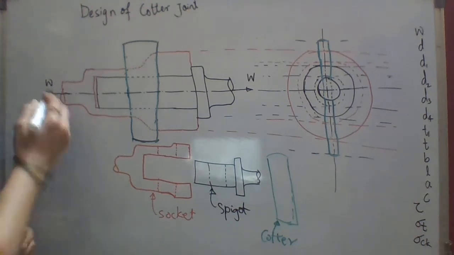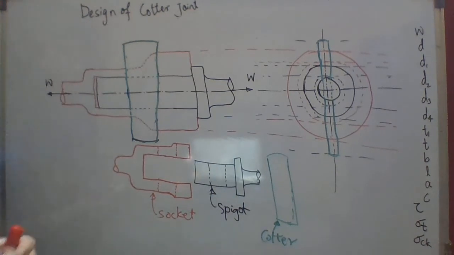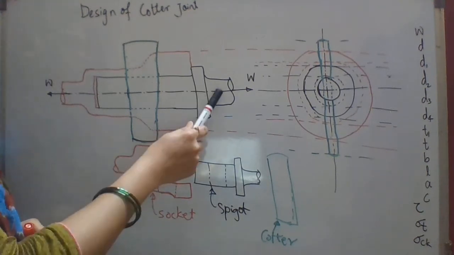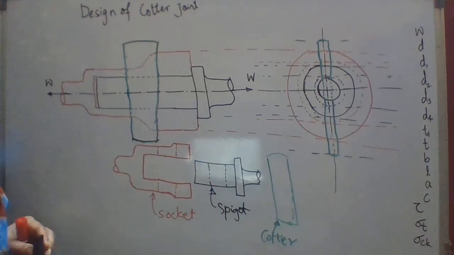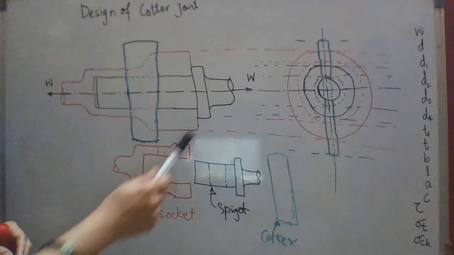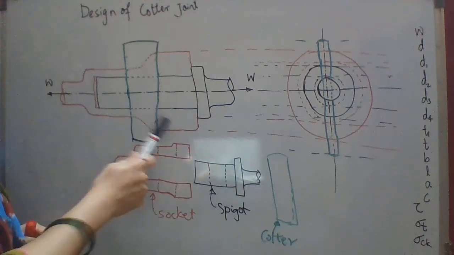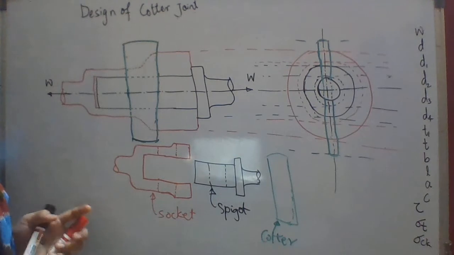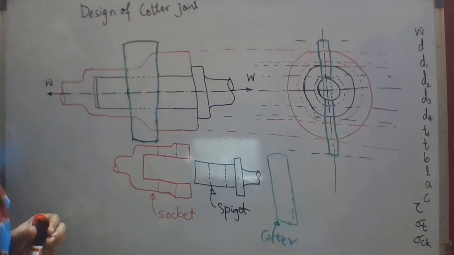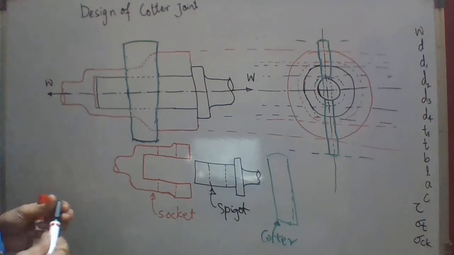The first is W, the axial tensile loading which is on the joint. This axial loading is nothing but direct loading, and the speciality of direct loading is that when it is applied on the joint, it applies equally to all the parts of the joint. So the spigot is under the tensile load, the socket is under the tensile load, and also the quarter is under the tensile load. So W is that axial tensile load. Now we'll see the other alphabets.